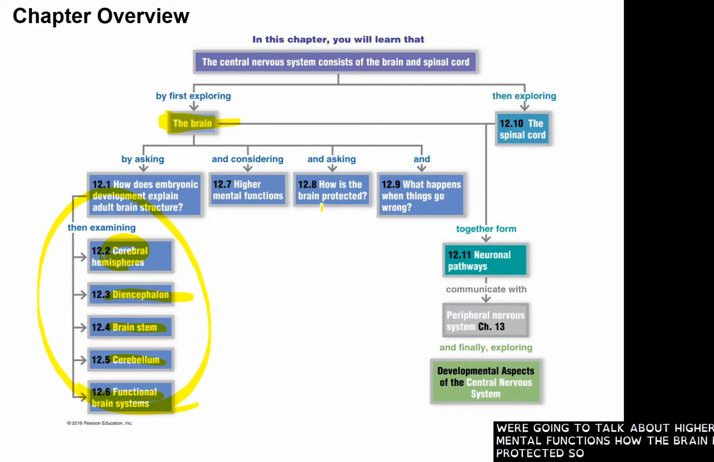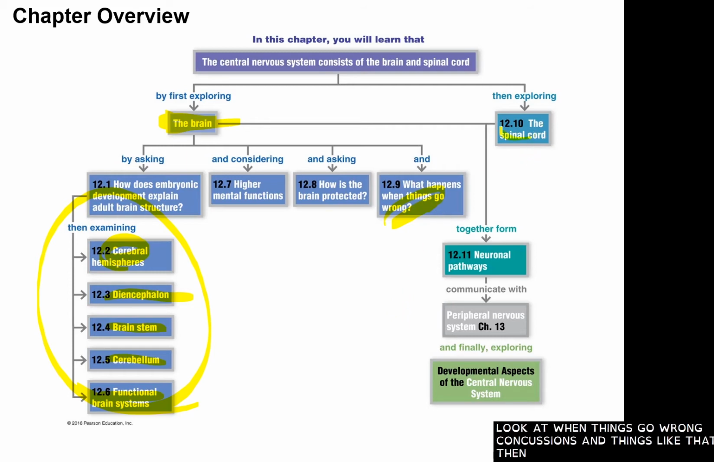Later on in the lecture, we're going to talk about higher mental functions and how the brain is protected. The brain could crush under its own weight, so it sits in the cerebrospinal fluid and kind of floats in that. And there are these different layers called the dura mater, which protect it. So we're going to go into that too. And then, of course, we have to look at when things go wrong, concussions and things like that.